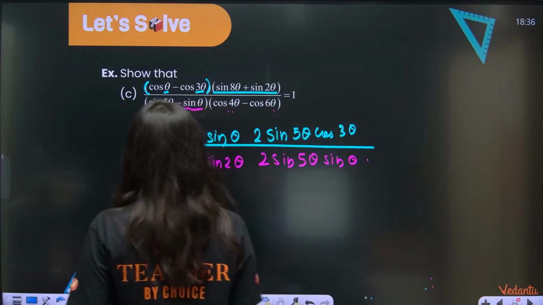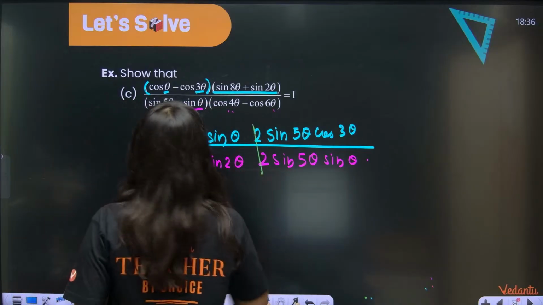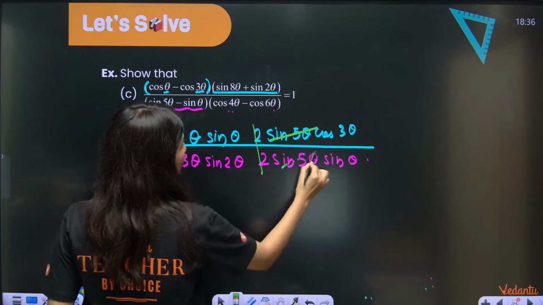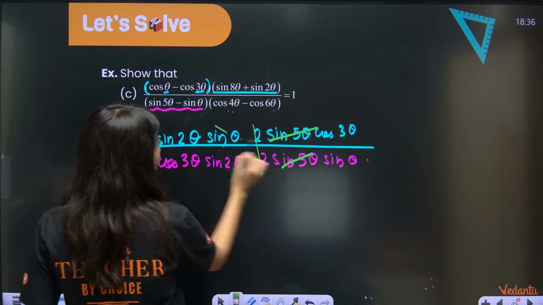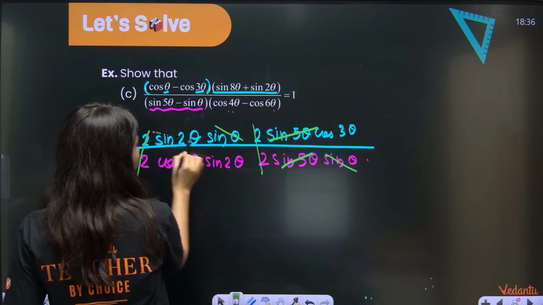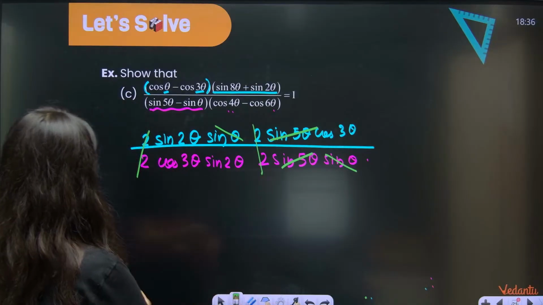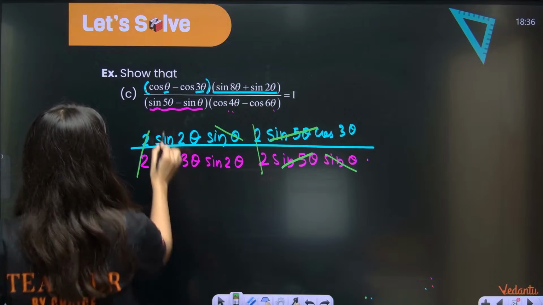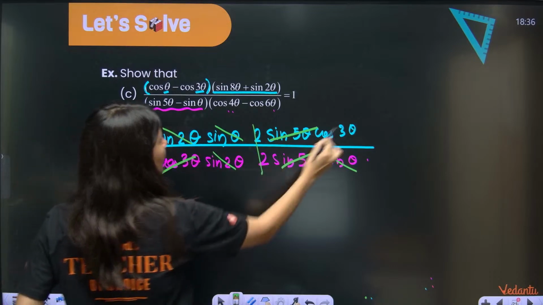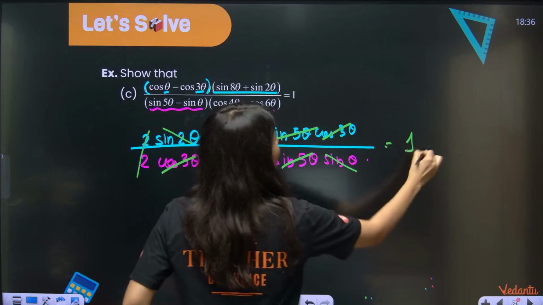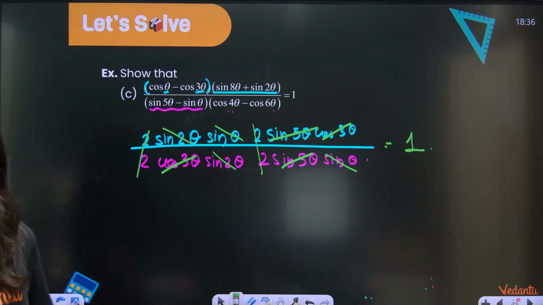Now start cancelling. 2, 2 gone, 2, 2 gone. Sin 5 theta, sin 5 theta gone. Sin theta gone. Sin 2 theta, sin 2 theta gone. Cos 3 theta gone. So that means it is equal to 1.